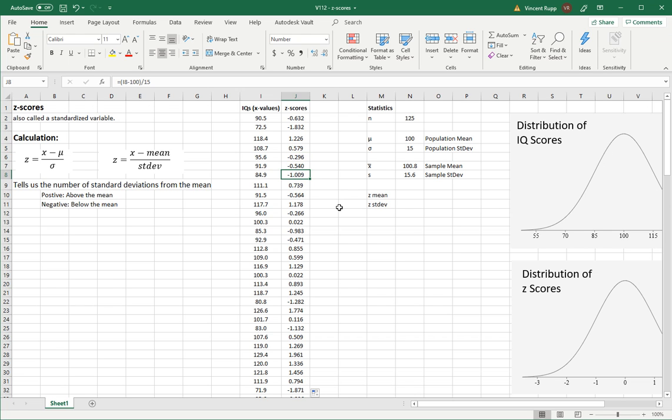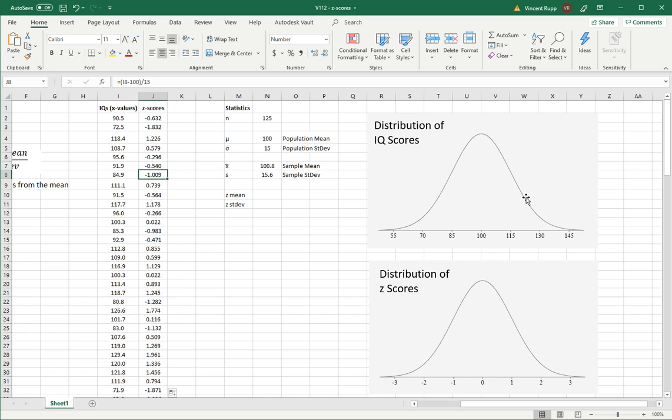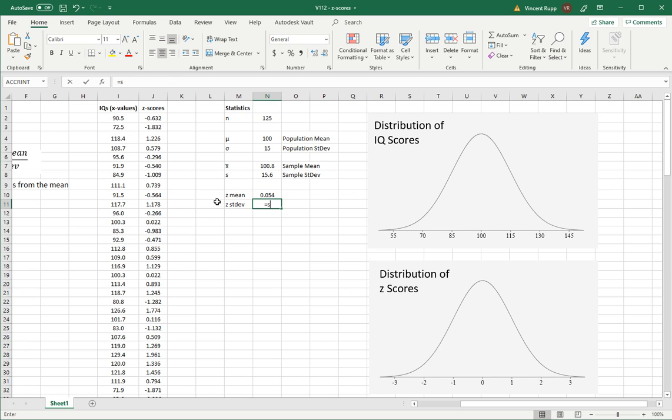So what good is a z-score? Well, a z-score gives you a one-number summary of where a number is on the normal curve. So if you look over here, this is a normal curve drawn with a distribution of IQ scores. And down here, I've drawn a distribution of z-scores. You can see it has a mean of 0 and a standard deviation of 1. And if we actually check the z-scores we just calculated, we get a mean of 0.054, so pretty close, and a standard deviation of 1.04. So again, pretty close. It's a random sample, so this will not be exact, but it's very close.